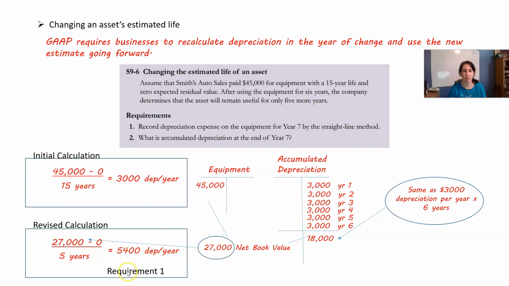So that's requirement 1, right? Debit depreciation expense, credit accumulated depreciation, but for $5,400. And they ask what's accumulated depreciation at the end of year 7. Well, this is the first 6 years, $18,000. Now let's add in that $5,400 from year 7, and it'd be $23,400. That'd be the answer there.